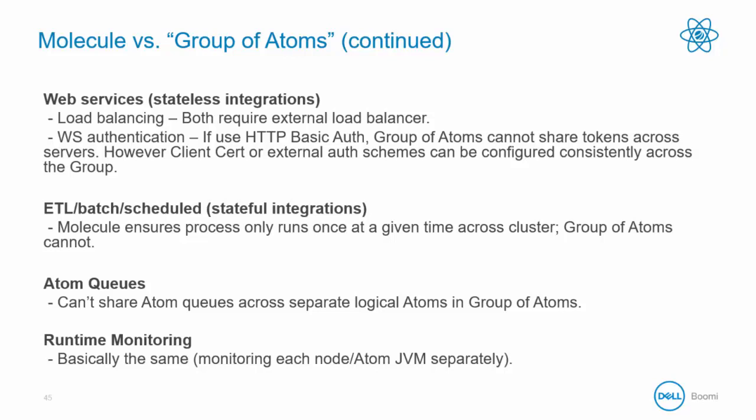When considering stateful integrations like ETL, batch, or scheduled tasks, the molecule can ensure that processes only run once at a given time across a cluster. The group of atoms cannot ensure that. You cannot share atom queues across separate logical atoms in a group of atoms. As far as runtime monitoring is concerned, these are basically the same. You would monitor each node or atom JVM separately.